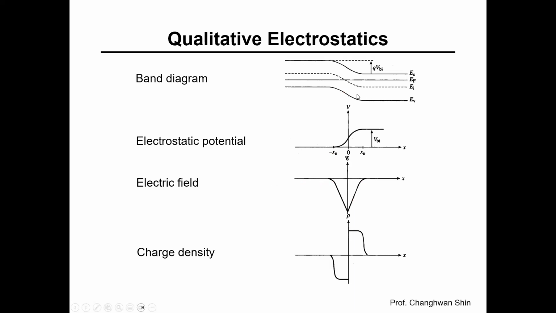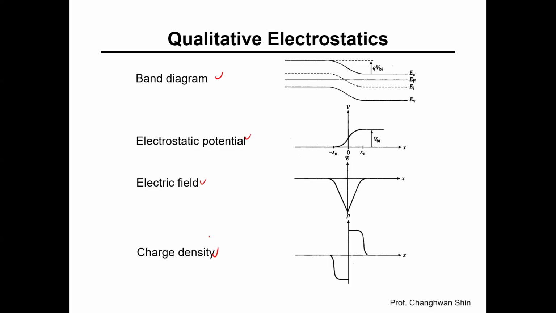Okay, in this slide, we're going to look at the qualitative electrostatics. Now let's develop a qualitative understanding of the electrostatics within a PN junction before diving into the mathematical details. As shown in this slide, there are four interconnected aspects we need to understand: the band diagram, electrostatic potential, electric field, and charge density. These are all different ways of viewing the same physical reality.